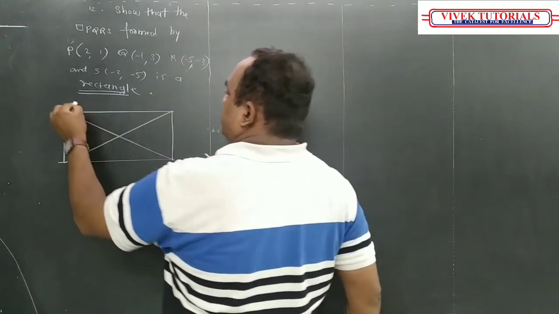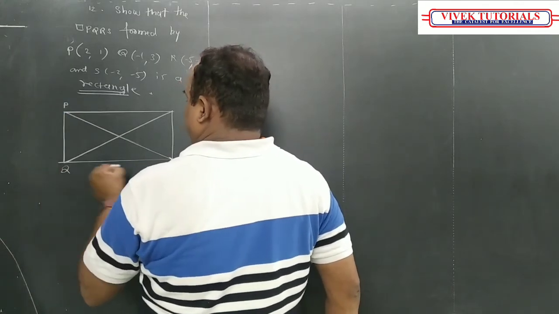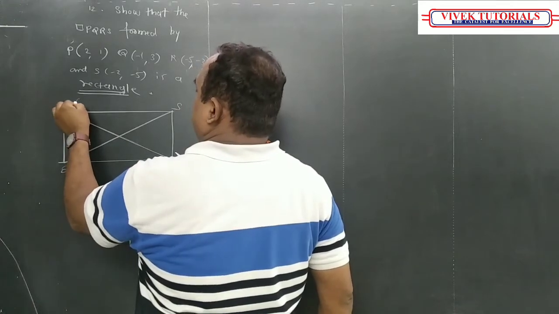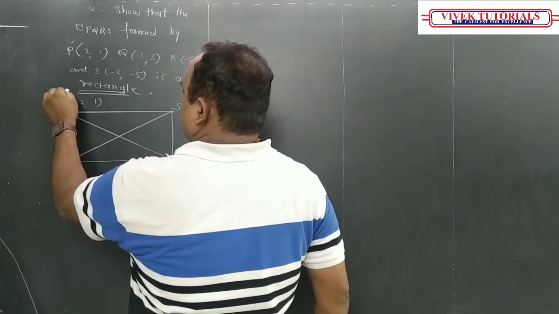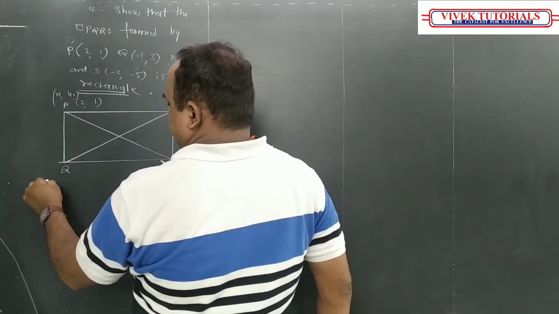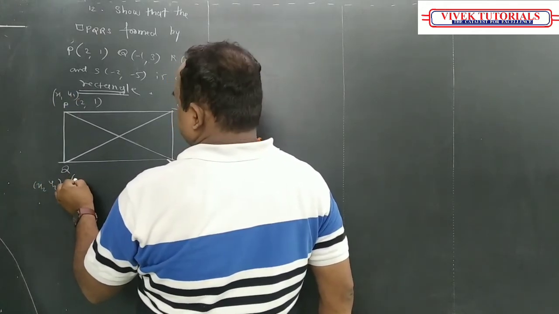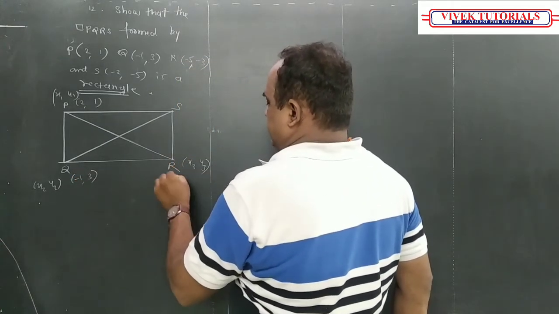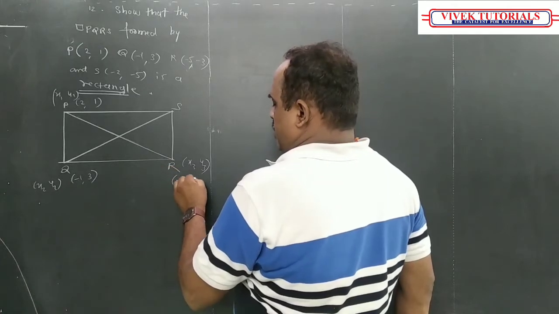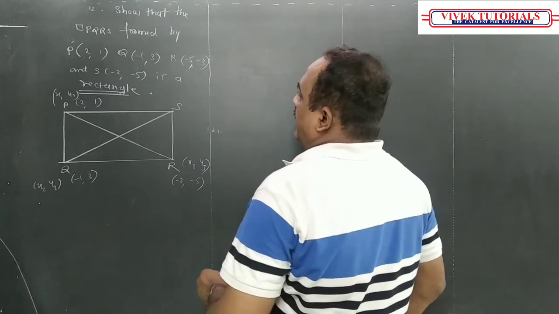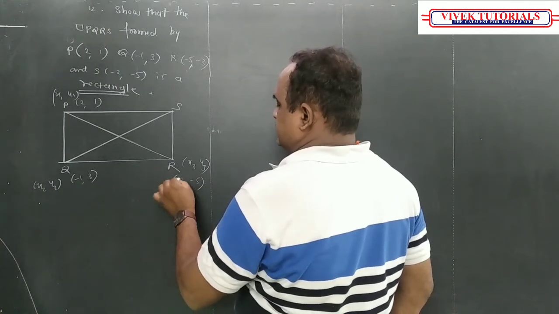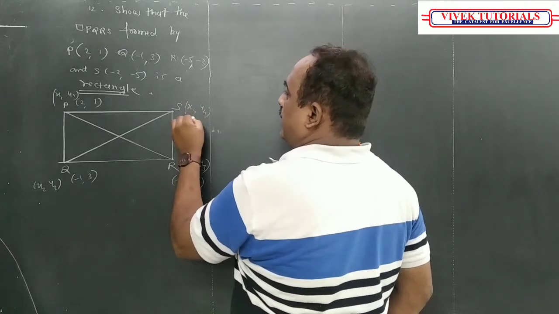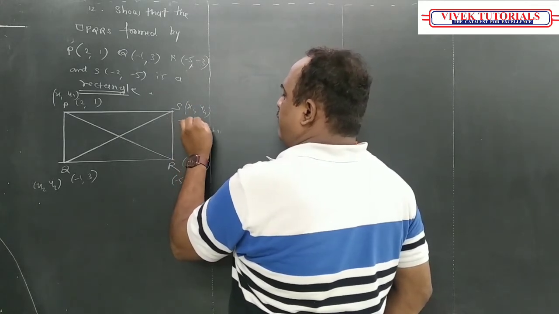So I'll do one thing. P, Q, R, S. This I will take as (2, 1), meaning x1, y1; x2, y2 is (-1, 3); this is x3, y3 is (-5, -3); and S is x4, y4 (-2, -5).